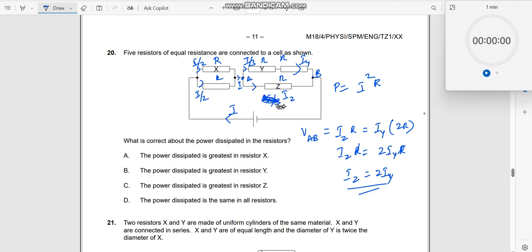So if I say this current is I, then this will be 2 times I over here. Now how do I get this 2I by 3? If I want to know that, I work it out here. It takes a bit of time, but anyway, you need to know this.